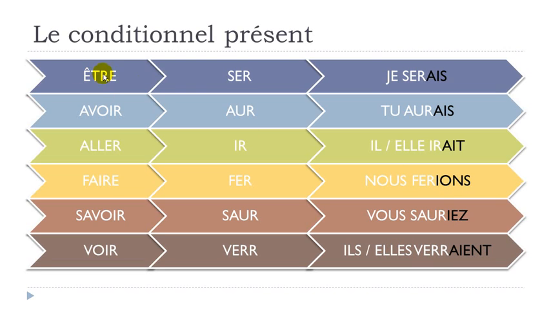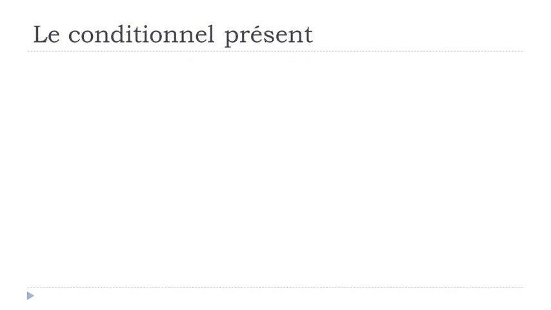So, être, to be, je serais. Avoir, to have, tu aurais. Aller, to go, il irait, elle irait. Faire, to do, nous ferions. Savoir, to know, vous sauriez. Voir, to see, il verrait, elle verrait. All right, so one more list of exceptions.